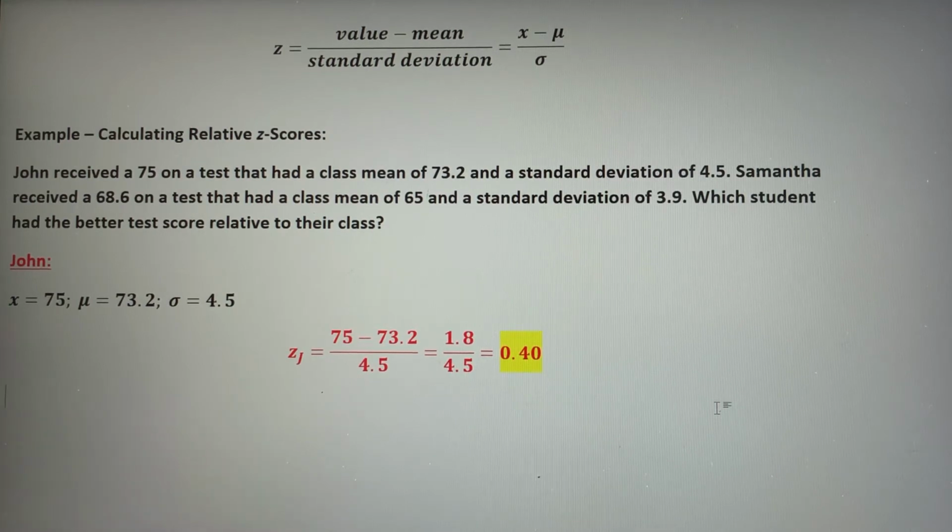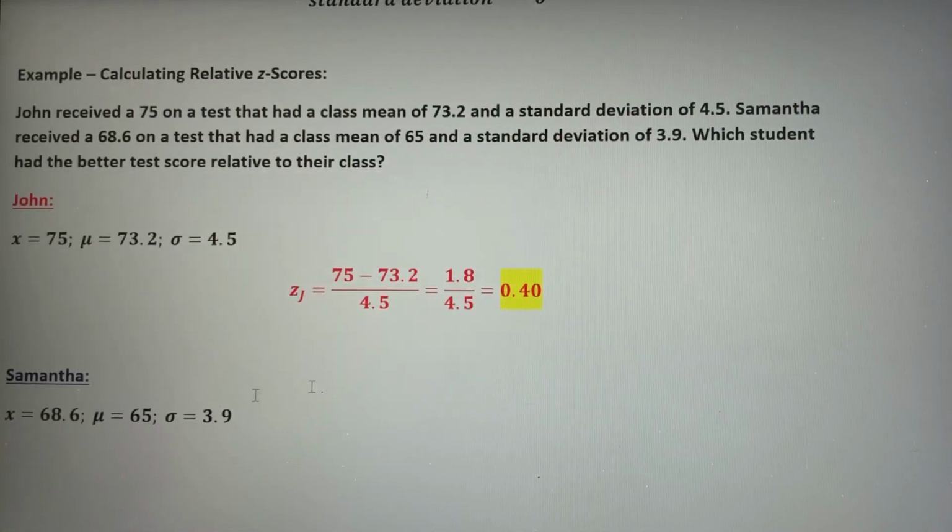Now let's work Samantha differently because she took a different test. So we want to calculate her z-score. So Samantha had a 68 on her test. The mean for her test was a 65, and the standard deviation was a 3.9. So let's plug those values into the z-score formula.